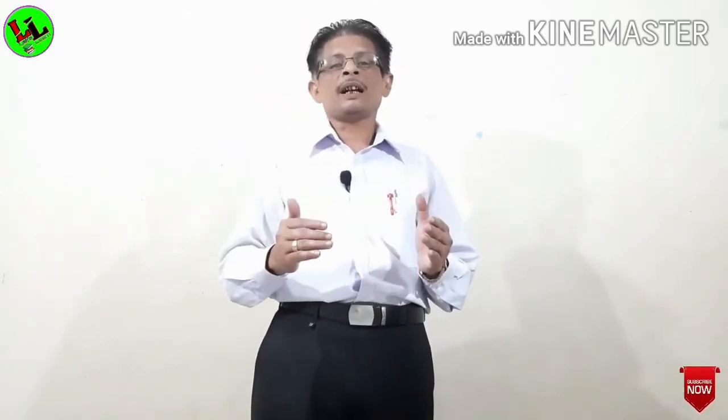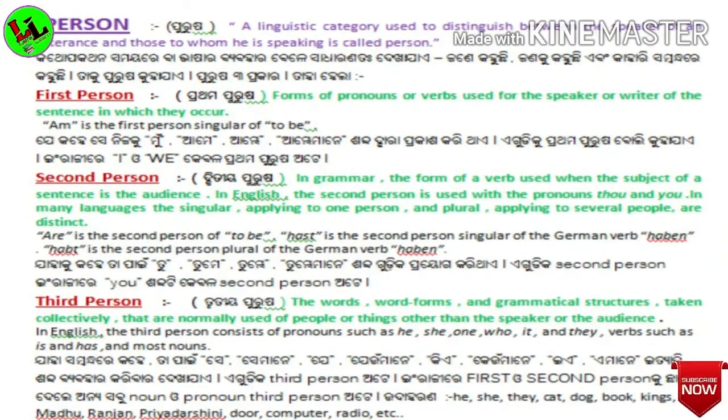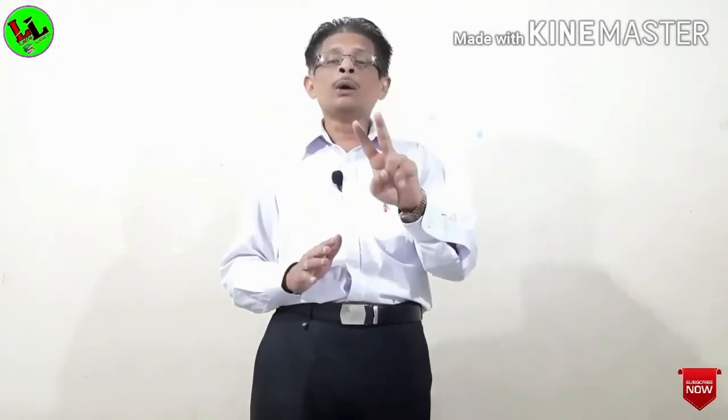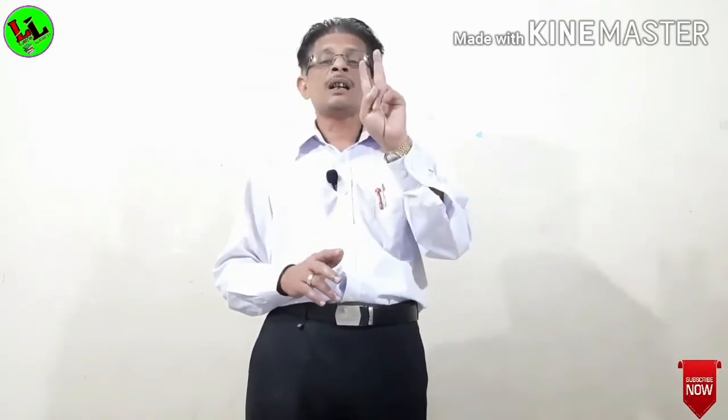Now we will see about second person. In grammar, it is the form of a verb used when the subject of a sentence is the audience. In English, the second person is used with the pronouns thou and you. In many languages, the singular, applying to one person, and the plural, applying to several people, are distinct. Here, the second person, I told you, thou or you. In English, only these two words are treated as the second person.